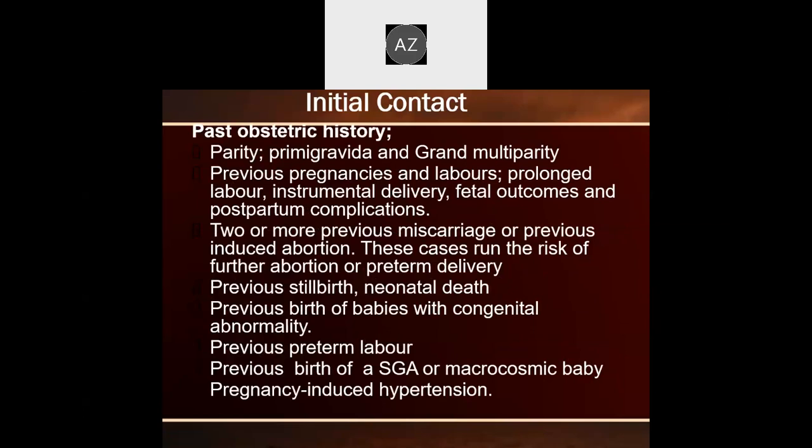Then the past obstetric history. Know about the parity, know about primigravidas, know about grand multiparity. We're going to do definitions of these things. For previous pregnancies, know about prolonged labor, instrumental delivery, fetal outcomes, and postpartum complications. Check on 2 or more previous miscarriages, previous induced labor or abortion, and previous stillbirth. Check on previous birth of babies with congenital abnormality.